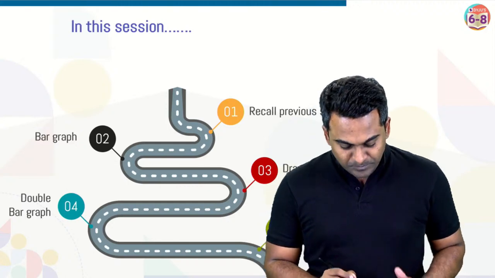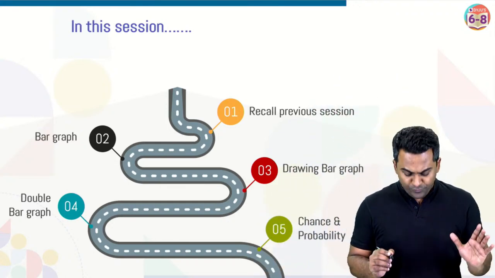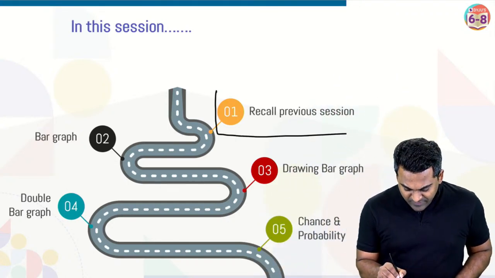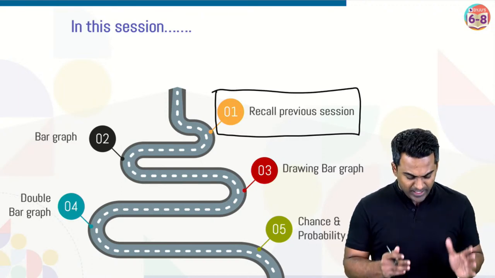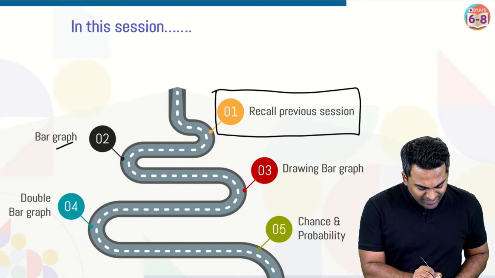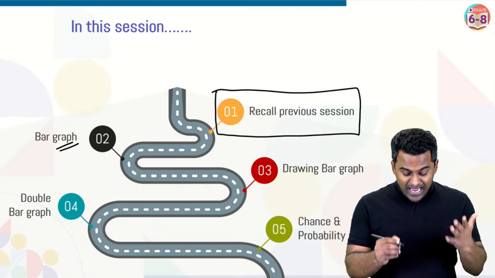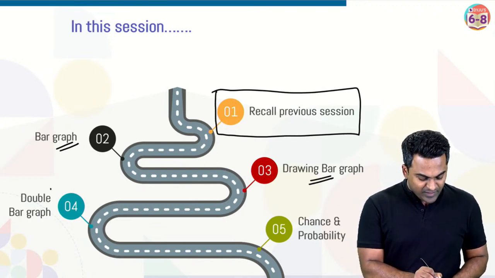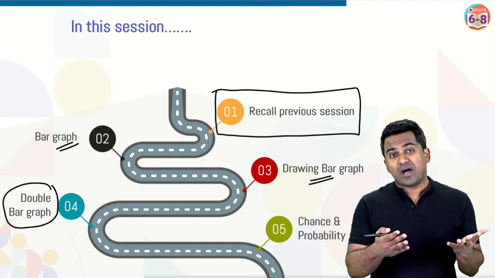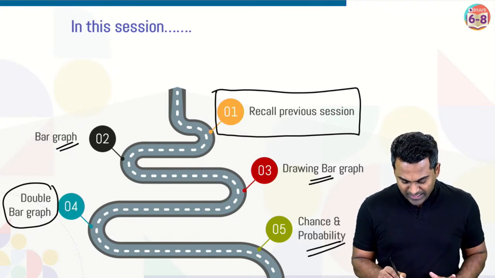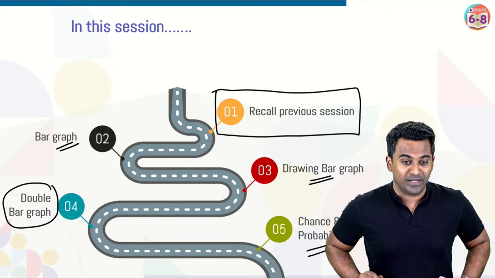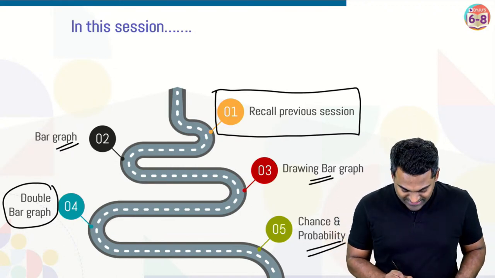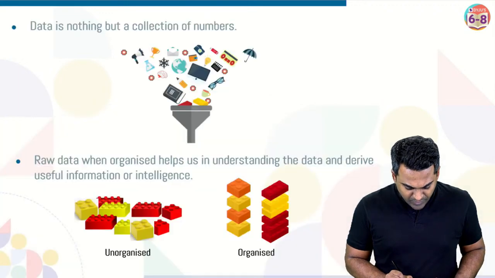Okay, now this is how the session is going to flow. I'm going to begin by first recalling whatever we have covered in the session yesterday, or prior session. And then we will have a look at the bar graph. How do we draw a bar graph? Then we will check out what a double bar graph is. And we will wrap the session by looking at a very simple, exciting topic of probability. Awesome. So come on, let's first recall whatever we have covered earlier.